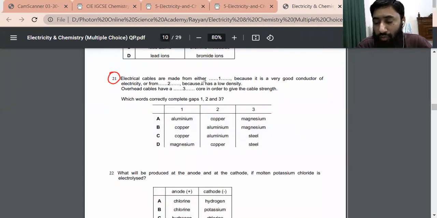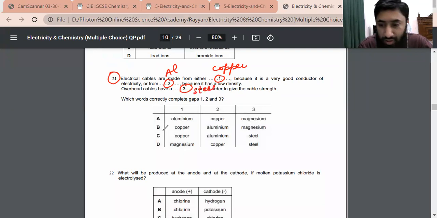Electrical cables are made from either one because it is a very good conductor of electricity. Answer of one should be copper. Two, because it has low density. Answer two should be aluminium. Overhead cable three, because it has steel. Steel is steel. Yes, steel.